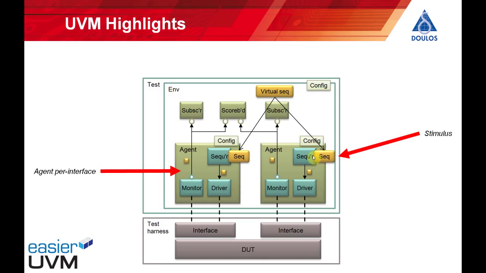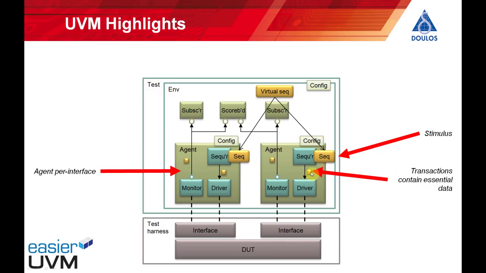Sequences will then run on that agent in order to generate stimulus. And if you're doing traditional constrained random verification, you're going to want the sequences running on the agents to do the heavy lifting of stimulus generation. So we have sequences here that are constrained in order to push the design under test into interesting states in order to ensure that we can maximize our functional coverage.